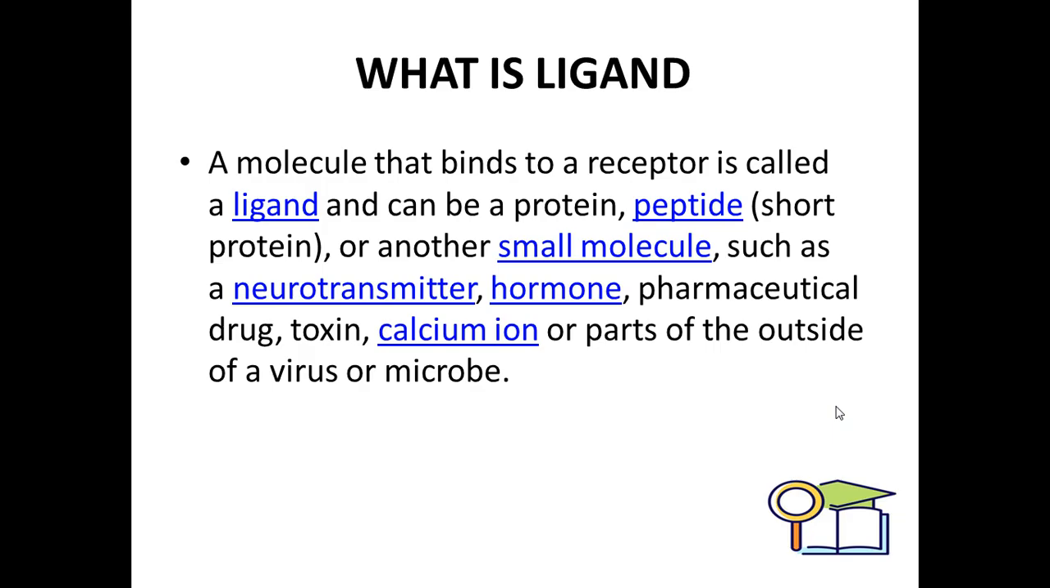What is a ligand? A molecule that binds to a receptor is called a ligand. Any type of molecule that binds to the receptor is called a ligand, and it can be a protein, peptide, or short protein, or another small molecule such as a neurotransmitter, hormone, pharmaceutical drug, toxin, calcium ion, or parts of the outside of a virus or microbes. These are all categorized as ligands.